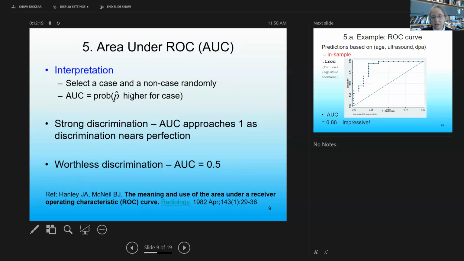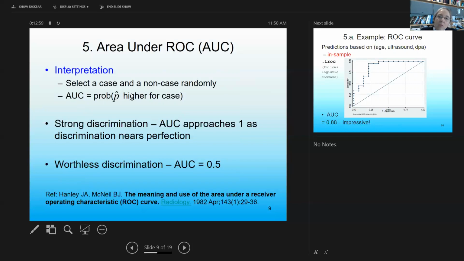Imagine in our osteoporotics and in our sample of older women, we randomly choose one woman with osteoporosis, randomly choose another woman who doesn't have osteoporosis, and compare the predicted probability from our test rule between those two women. The area under the curve measures the probability, the proportion of times in such a random selection that the prediction rule would assign a higher probability of osteoporosis to the true case than to the true control.